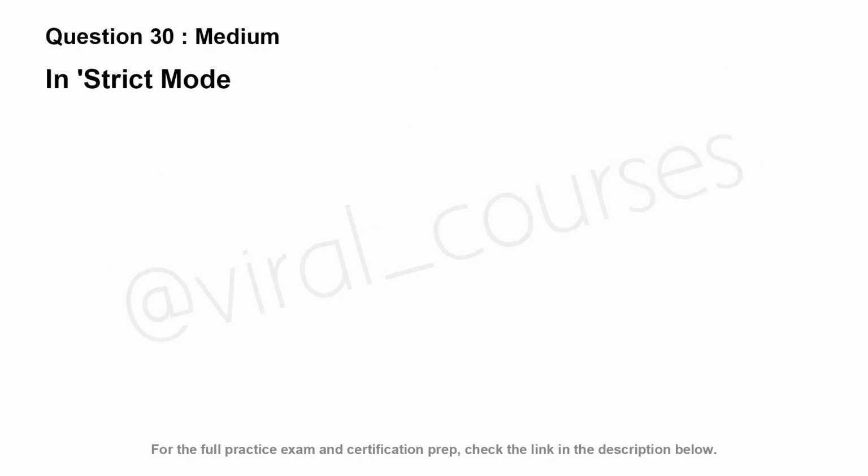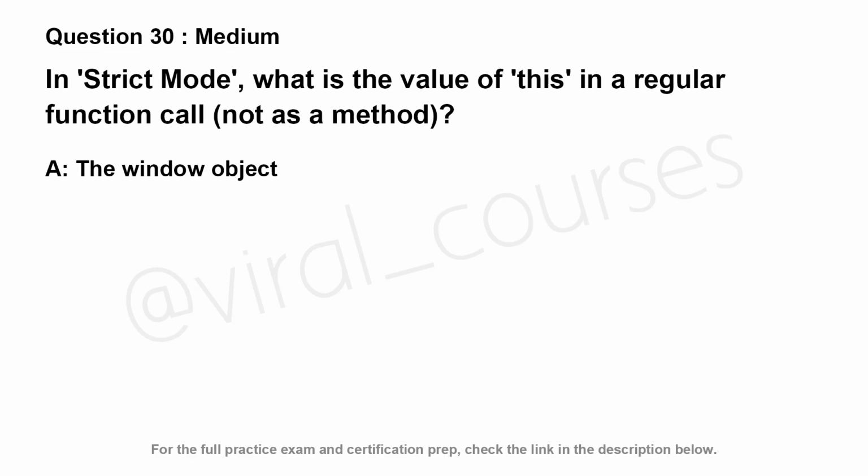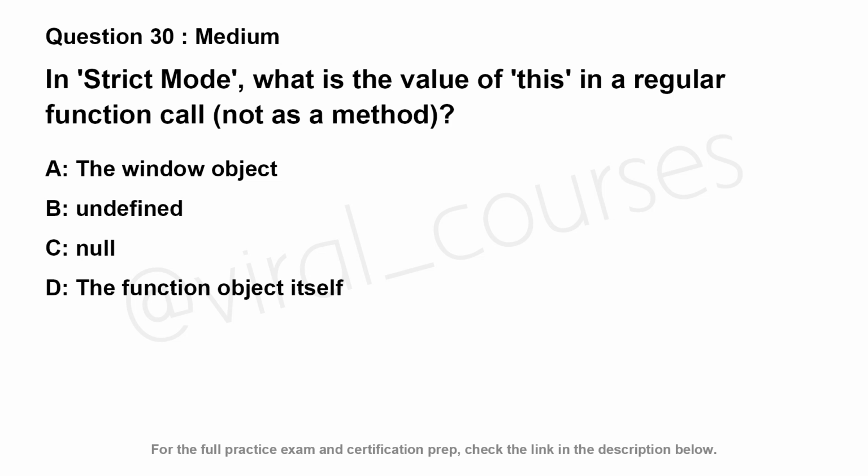In strict mode, what is the value of this in a regular function call, not as a method? Option A, the window object. Option B, undefined. Option C, null. Option D, the function object itself.